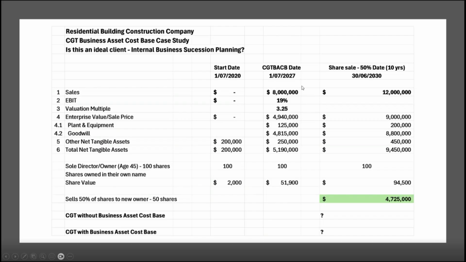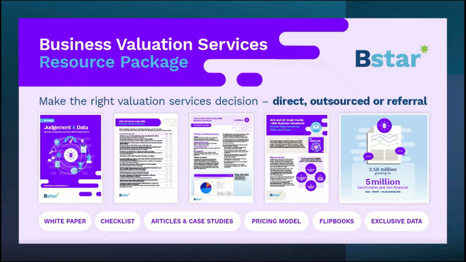So if you look at the valuation date as at the 1st of the 7th, 2027, if you're able to do that valuation, you can come up with an asset cost base, and there may be some very strategic opportunities for your clients. Now, we're not CGT specialists, so we're not going to do a deep dive of all the concessions, et cetera, but we just wanted to highlight one of the important client groups that would benefit from a valuation as at the CGT business asset cost-based date. And we're going to go through that in more detail. So that's one of the client opportunities.